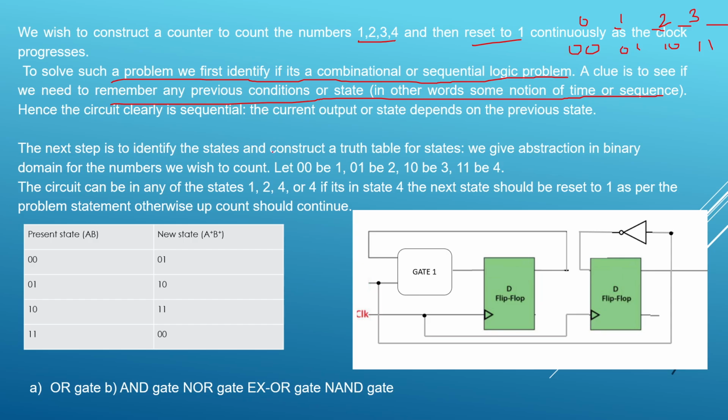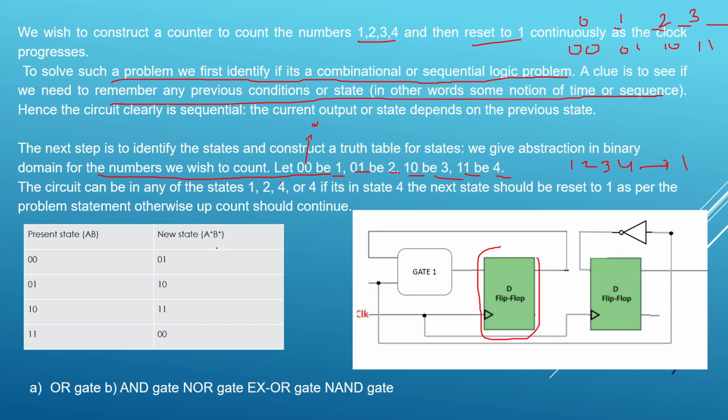The next step is to identify the states and construct a truth table. From the state, we give an abstraction in the binary domain. They have assigned 00 to be 1, 01 to 2, 10 to 3, and 11 to 4. I know this means 0, but they assigned it like that using this sequential circuit. They use some kind of D flip flop. The circuit can be in state 1, 2, 3, or 4. If the state is 4, the next state should be reset to 1. So when it goes 1, 2, 3, 4, the next state will be 1.